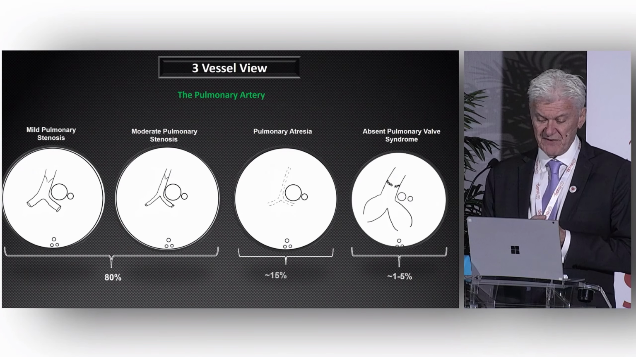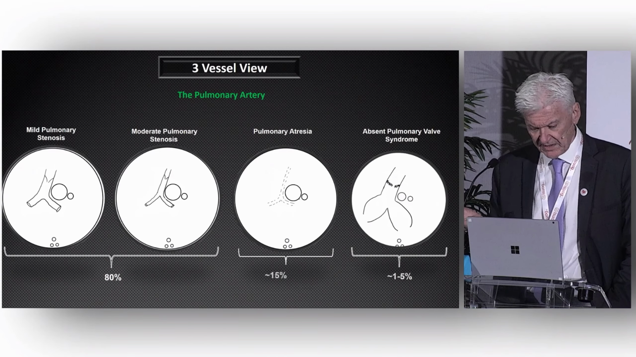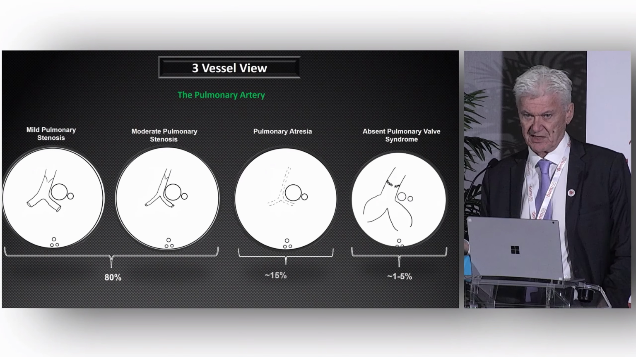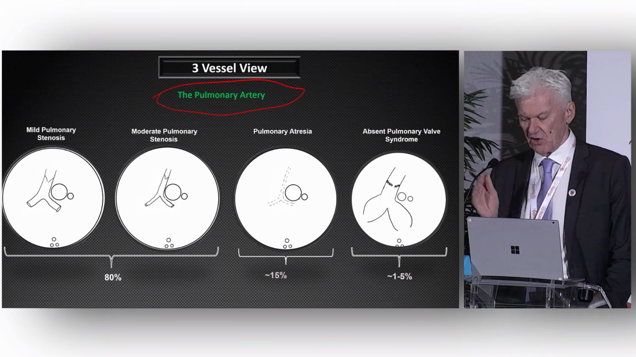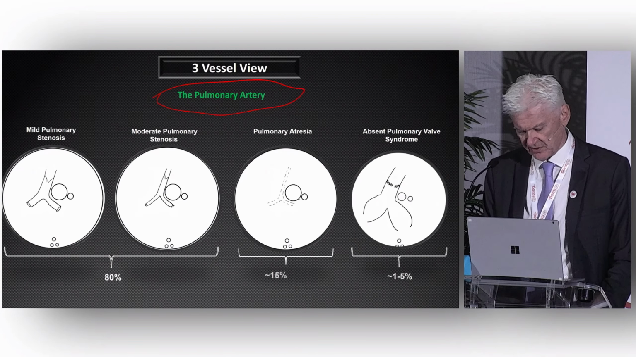And then when you look at the three-vessel view, and in fact, I should have said this at the very beginning, tetralogy of Fallot, everything to do with tetralogy of Fallot, the diagnosis, the classification, the management, the outcomes, is all based on the pulmonary artery. It's all focused on what the pulmonary artery looks like and how it progresses.